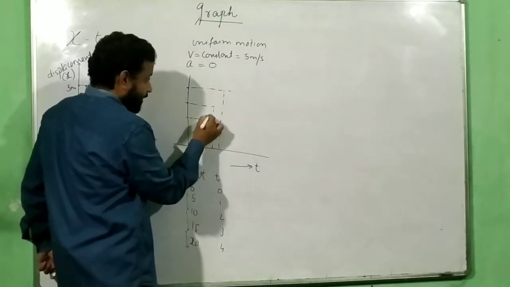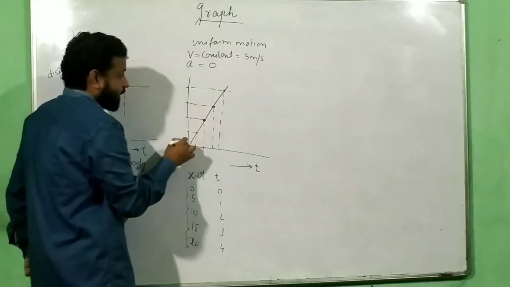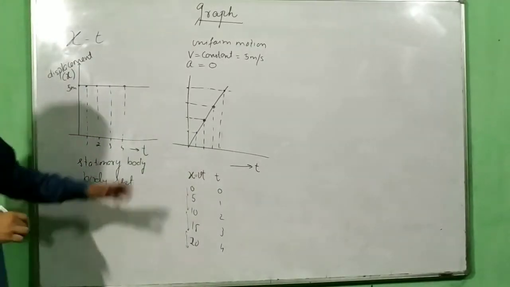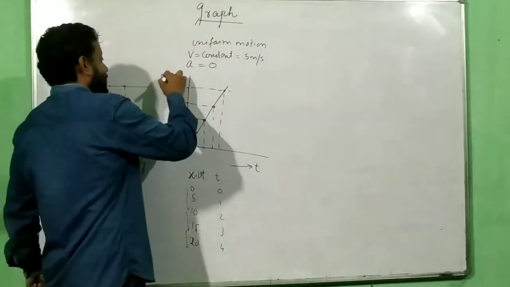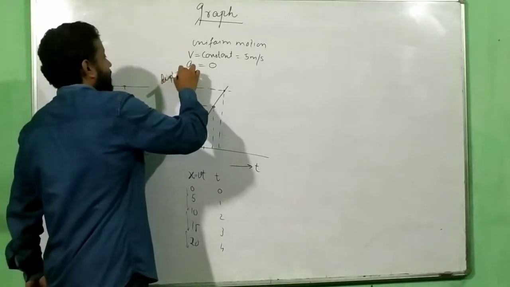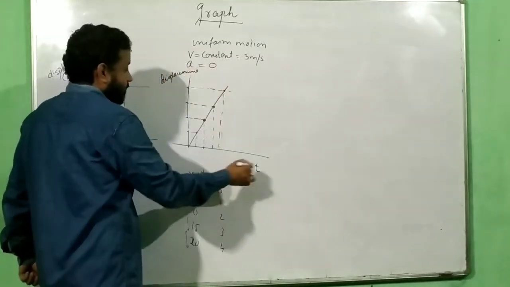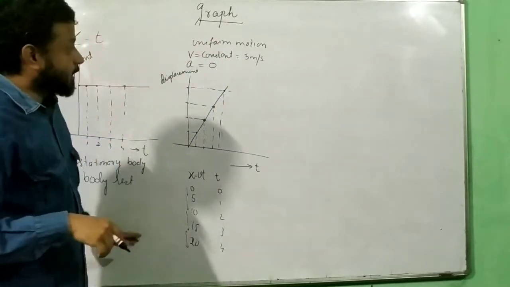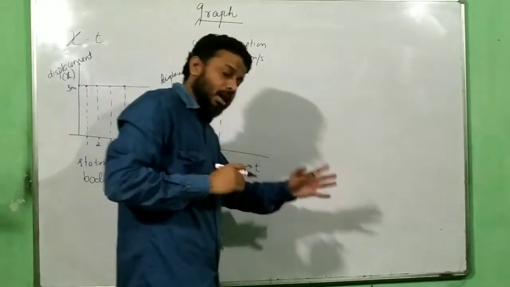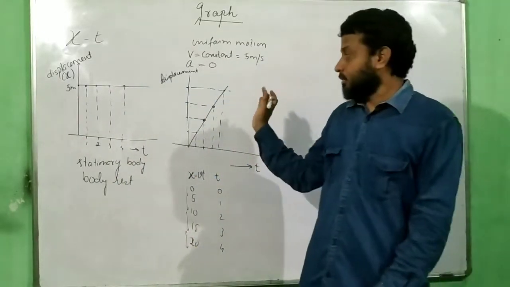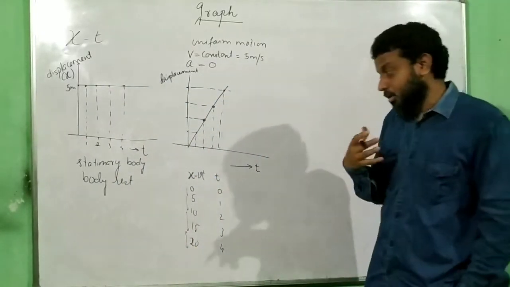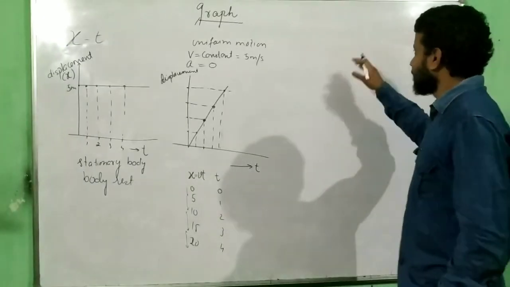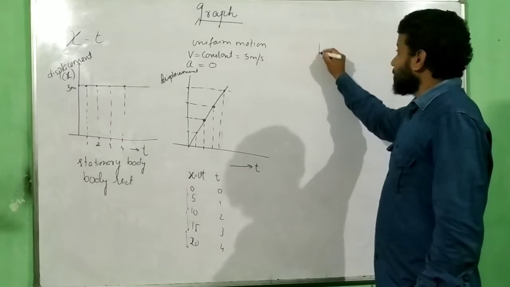If I join these points, what am I going to get? I am going to get a straight line. So if this is my displacement time graph, and if it is a uniform motion, that means the velocity is constant, the graph will be a straight inclined line. Now try to recall class 10. Class 10 maths was very important.